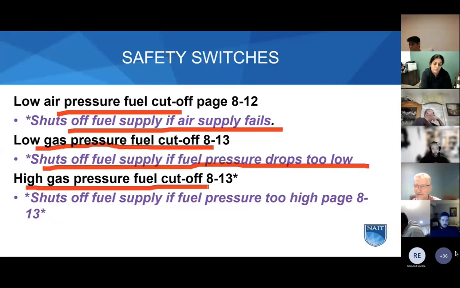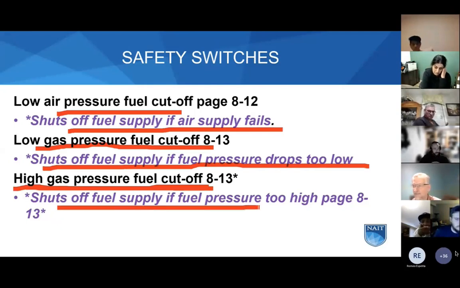High gas pressure fuel cutoff. So low gas pressure to a system is a bad thing. We have an interlock to shut things down. High gas pressure is equally as not desirable, equally as bad. We need to shut off the fuel supply if gas pressure gets too high.